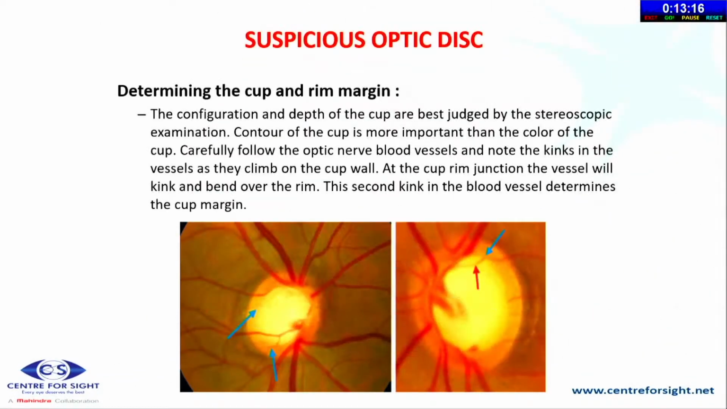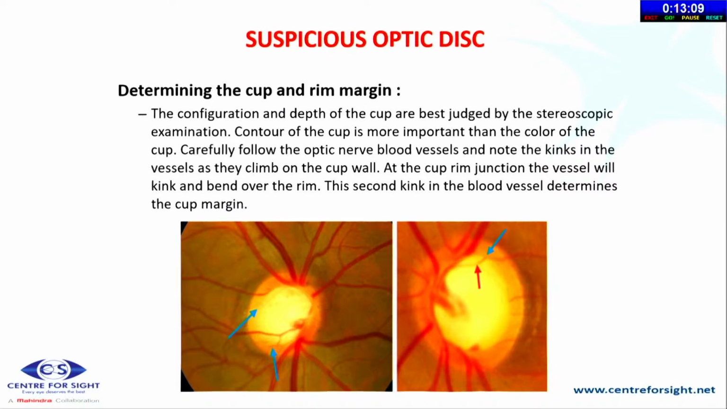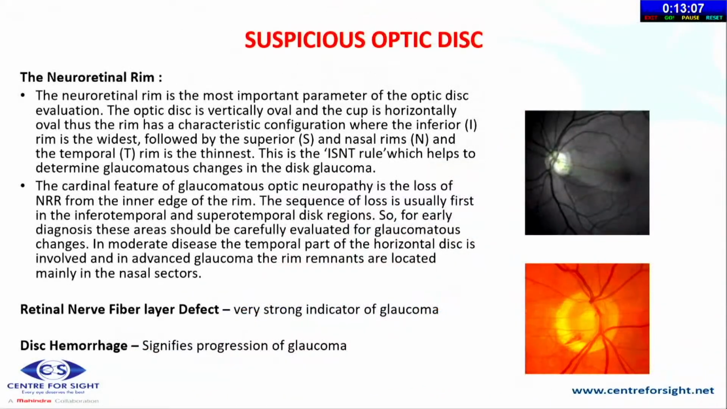The cup and rim margin is very important to evaluate stereoscopically. The blood vessels in the optic nerve head would help us in that. The neuroretinal rim is probably the most important parameter in the optic disc evaluation, like has been discussed. The ISNT rule has been discussed, and the ISNT rule is followed in the glaucomatous damage also. So inferotemporally and superotemporally, first the damage would start, then the nasal, and then the temporal.